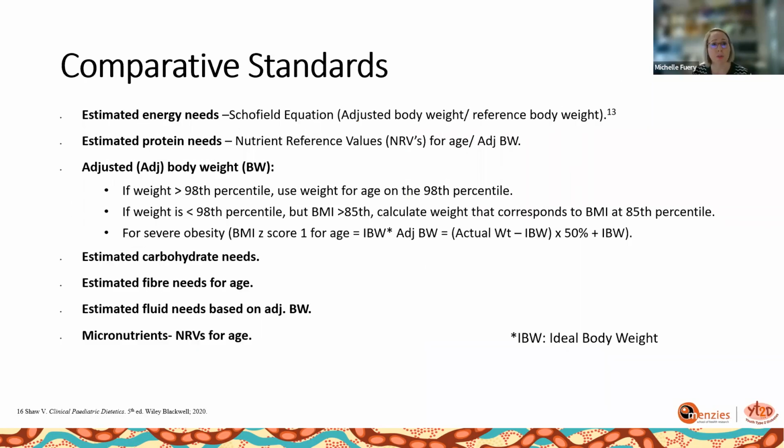So comparative standards in terms of dietetic practice would be looking at the energy needs based on the Schofield equation, and looking at either adjusted or ideal body weights. And we would be looking at estimated protein based on the NRVs, the carbohydrate needs, fibre needs for age, fluid based on adjusted body weights, and micronutrients that are the nutrient reference values for age. And so these are what we use in our clinical practice to guide our interventions, but also to tweak as we go.